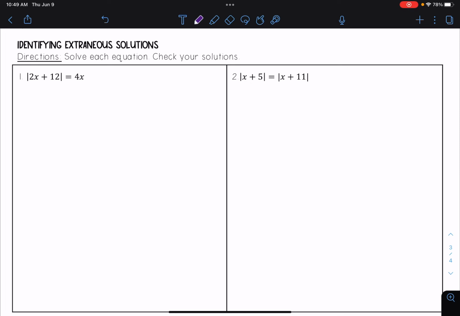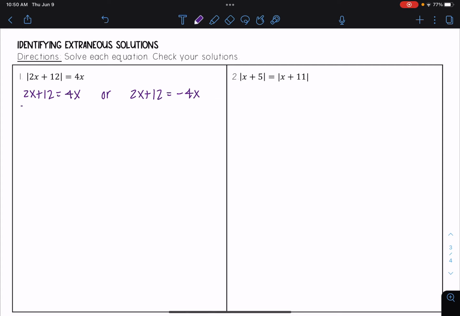So this first one, I have the absolute value of 2x plus 12 is equal to 4x. So I know my first step when I am solving the absolute values, I want to first isolate the absolute value. This one's already isolated, it's by itself on the left-hand side. Next, I'm going to write two equations. And so my first equation, I'm going to have it be with a positive answer. And then the next one is going to be 2x plus 12 is equal to negative 4x.